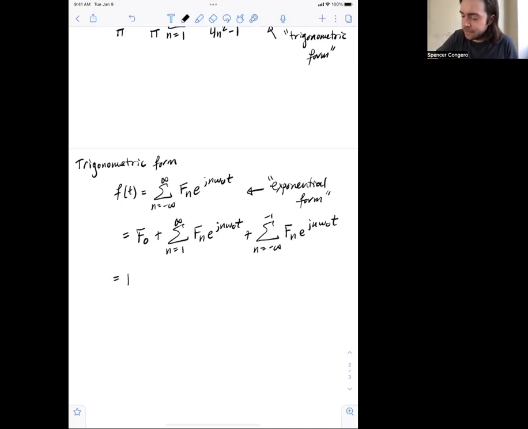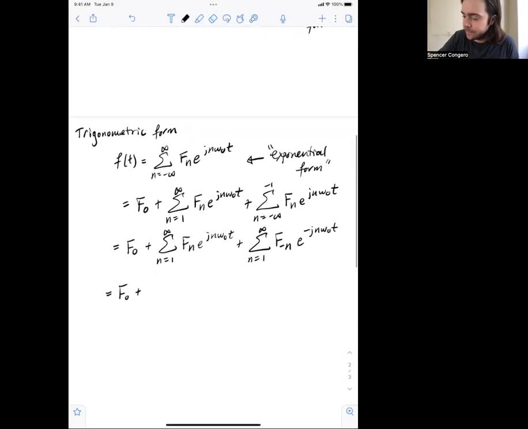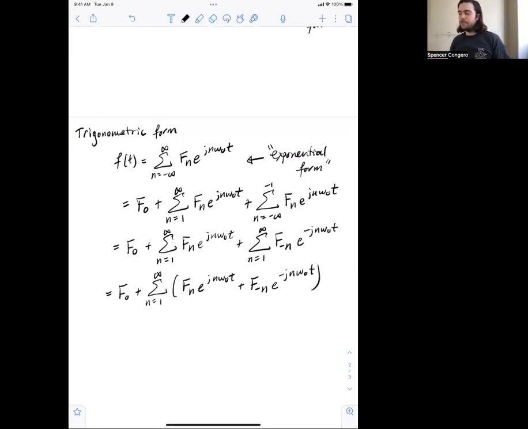Okay, I'm going to do the same thing I did above. I'm going to do a change of variables on the second sum and change all the n's to -n. So now instead of going over all the negative integers, I'm going to go over all the positive integers. But now I got to change everywhere I see an n to a -n. But that allows me now to combine these sums. Okay, so now I get f sub n e to the j n omega naught t plus f sub -n e to the negative j n omega naught t.